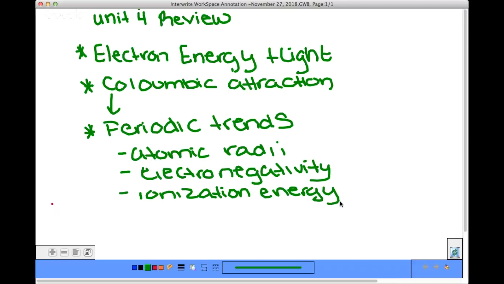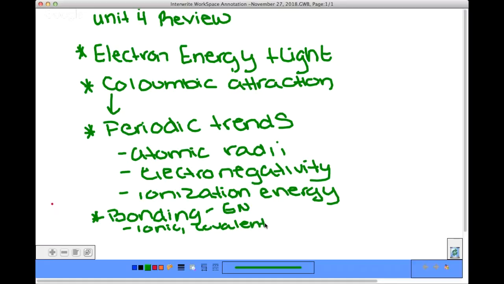Once we went over all of those periodic trends, we started talking about bonding. We talked about bonding in several different ways. We talked about the idea that we could describe a bond based off the electronegativity differences. And we talked about ionic, covalent, and metallic. We talked about properties of all these bonds. We talked also about how to name them, so you definitely want to know naming ionic and covalent bonds.